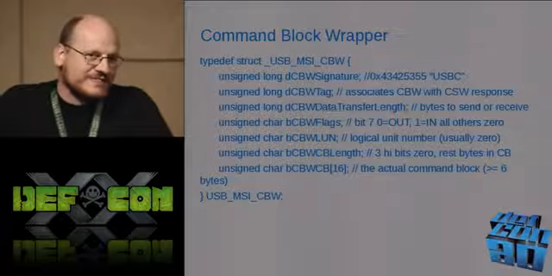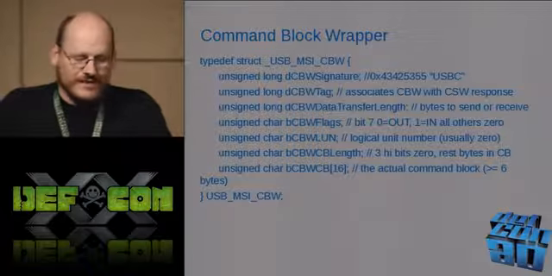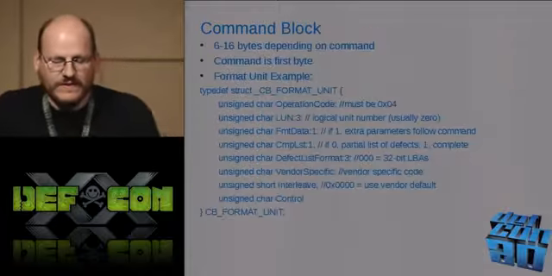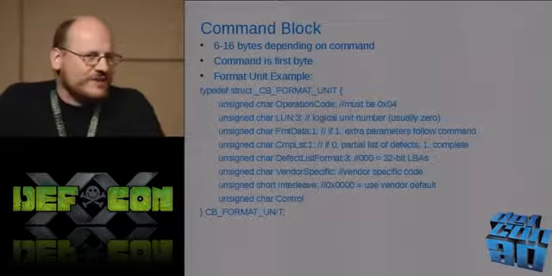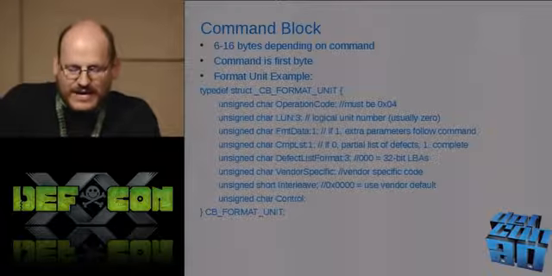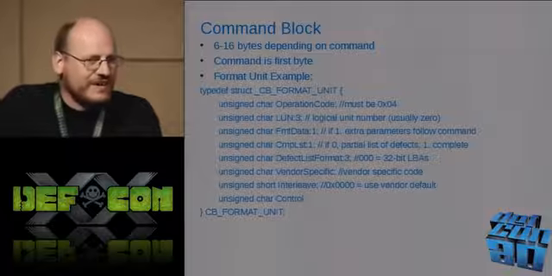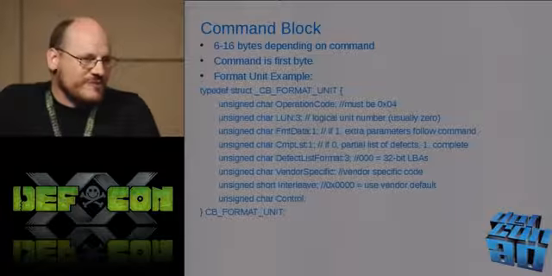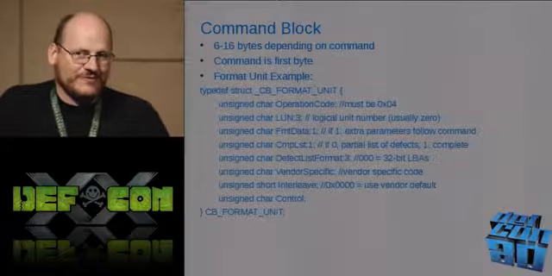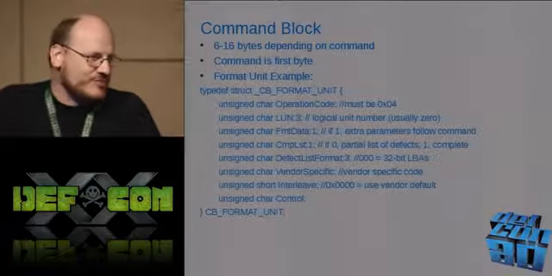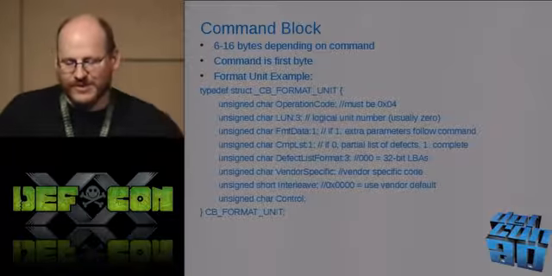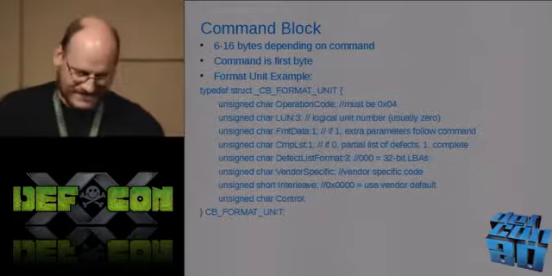You have 16 bytes in this wrapper, and real commands are going to use 6 to 16 of those. So, for example, if I wanted to format a unit, I'm going to have a command block. It looks kind of like this. The first byte is always going to be a command code. Again, what am I supposed to do? I have to know what the command is to know how much more I should really be looking at anyway. What's the logical unit number, et cetera, et cetera.